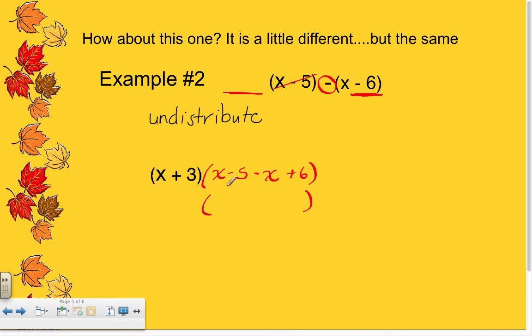Now I can combine like terms. Oh, this is pretty. X minus x, love it, cancels out. Negative 5 plus 6 is 1. Hey, this turned into a really simple problem. What is x plus 3 times 1? X plus 3. That's a case where the undistributing really, really helped us and made it really, really simple.